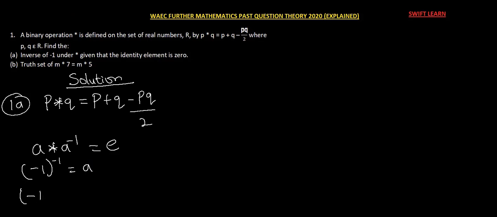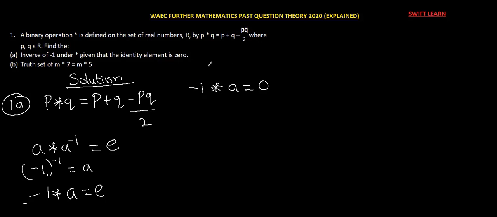So let me rub this off. So I have to write that. I have -1 operation, and instead of -1 inverse, I'll write A, equals what? E, the identity element. We are told that the identity element is 0 according to the question. So I will have -1 operation A equals 0.